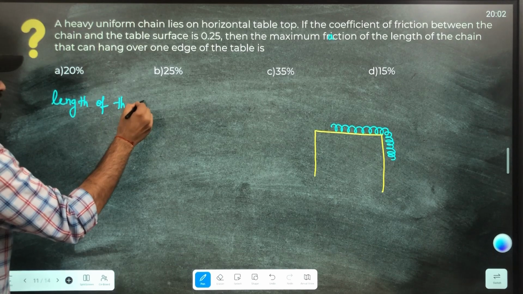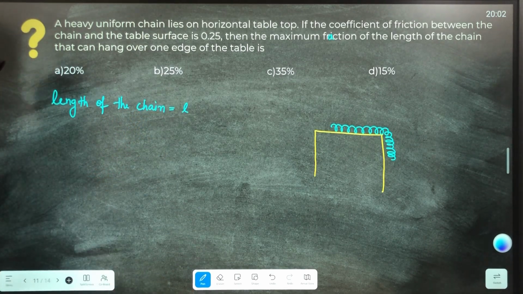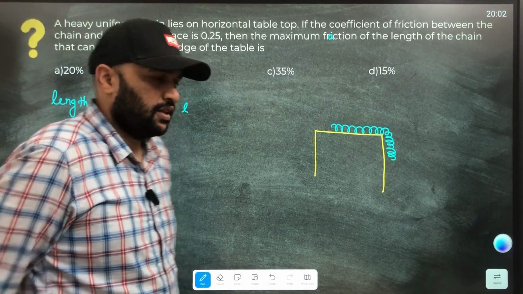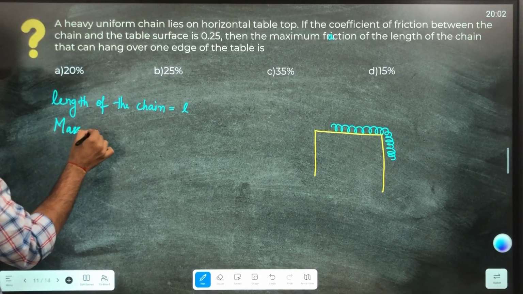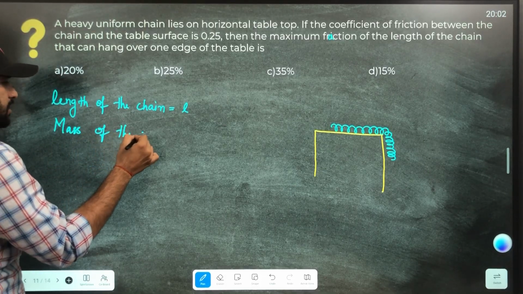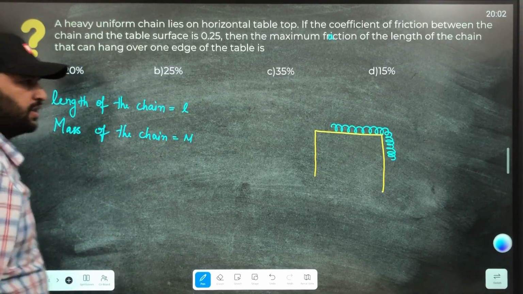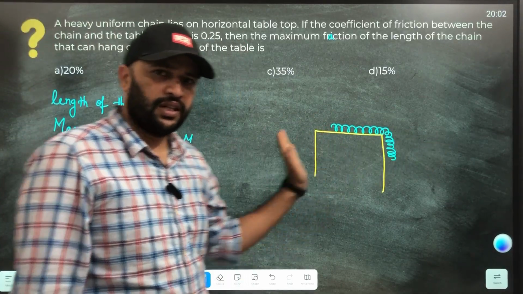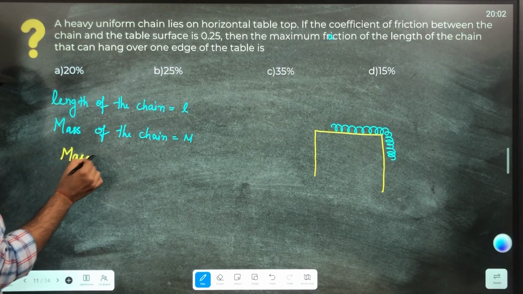let's assume it is equal to L. If the length of the chain is L, then the whole mass of the chain, I am assuming, is capital M. Then what is constant throughout this chain? The mass per unit length, right? So let's assume that, I'm defining it as mass per unit length.